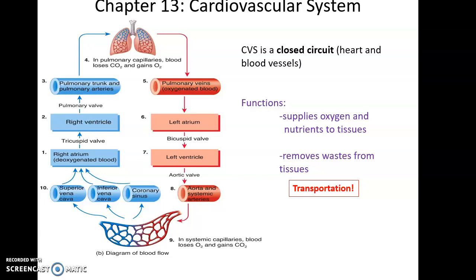And the functions of the cardiovascular system, of course, is to supply oxygen and nutrients to the tissues and to remove wastes from the tissues, including carbon dioxide, and transporting lots of other important substances throughout the body. So the big function is moving materials throughout the body.